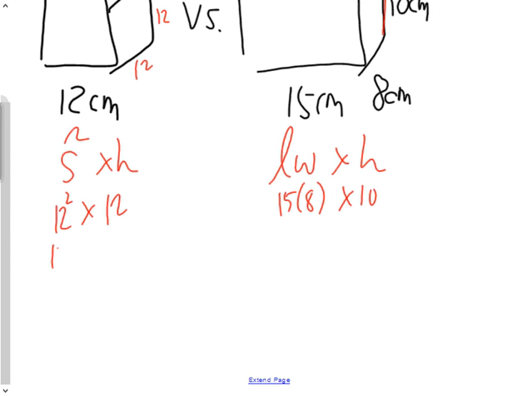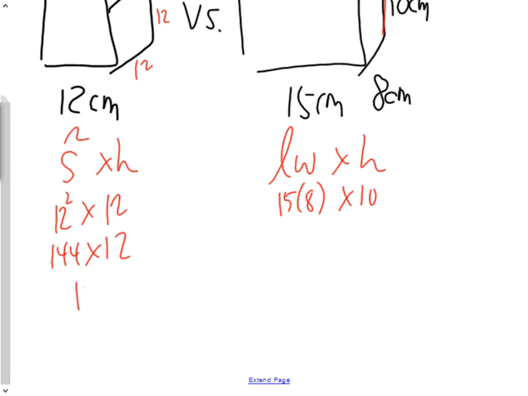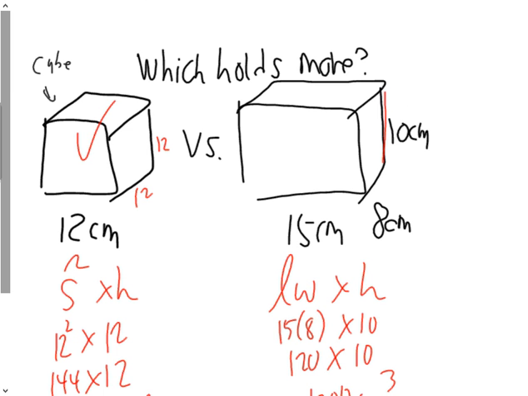12 times 12 is 144 multiplied by 12. I should know that one, but I don't. 144 times 12 is 1,728. So therefore, it is 1,728 cubic centimeters of space inside. And this one will be 80 and 40, which is 120 multiplied by 10, which is 1,200 cubic centimeters of space. So therefore, the first one holds more.